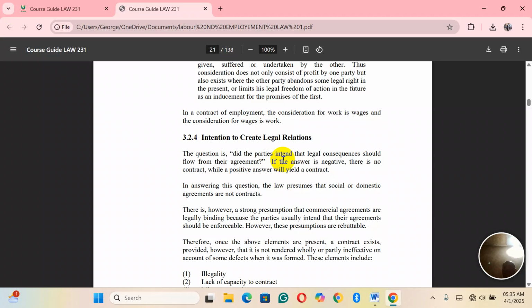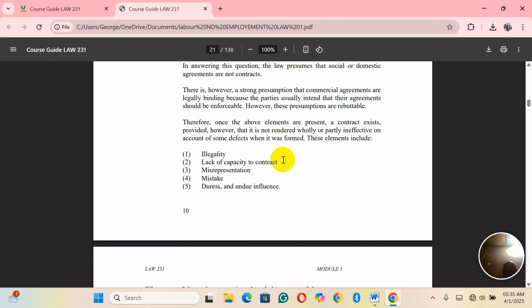And so there are elements which affect a contract, which include illegality and lack of capacity to contract. When we talk about illegality, that means the contract is not considerable or enforceable. Then, if there is a lack of legal capacity to contract, if a party doesn't have what it takes to make the contract, that means the contract is going to fail.